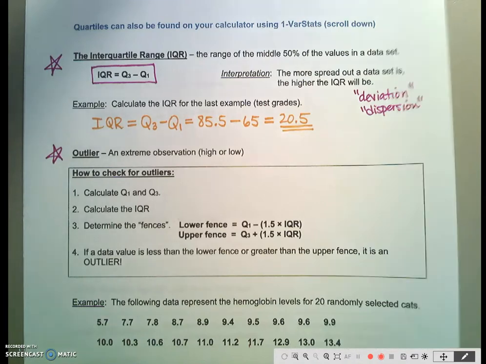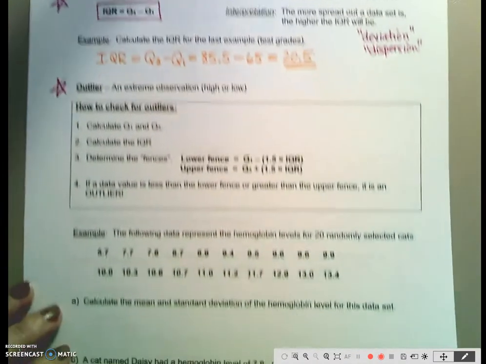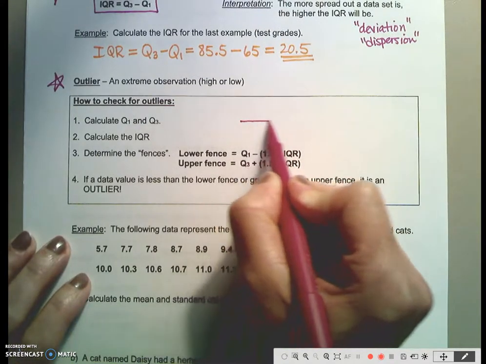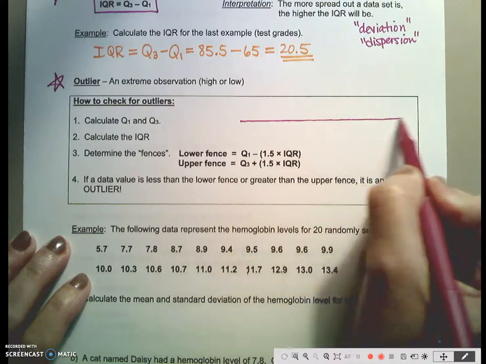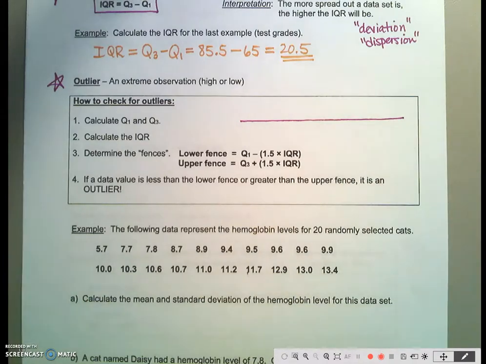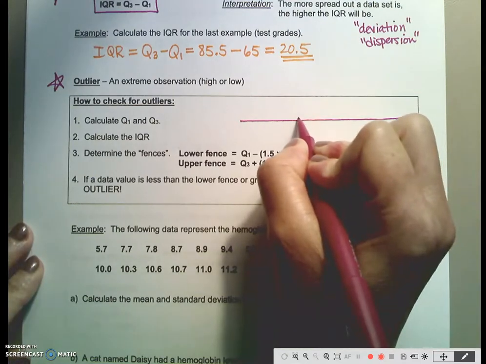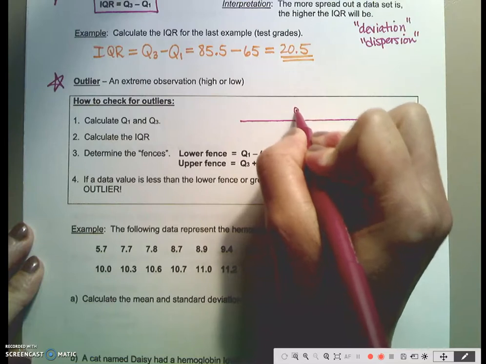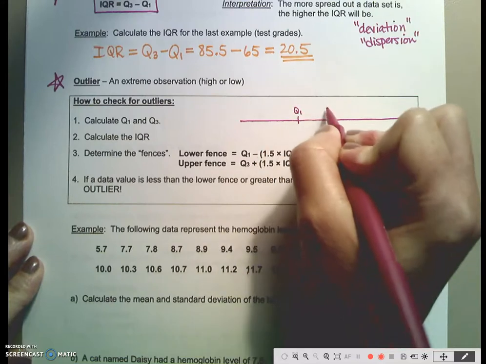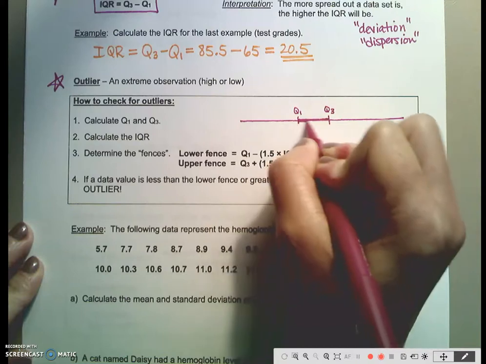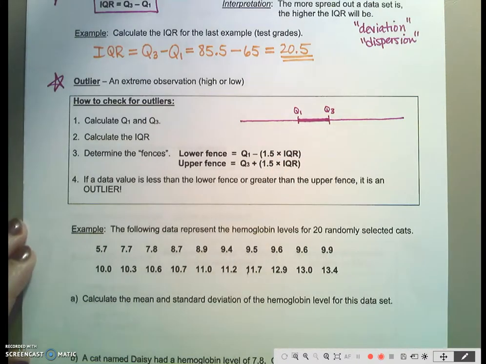So the way that you're going to check for outliers is you are going to create some fences, okay? And I'm going to try to draw you kind of a little picture in here, okay? So the first thing you do is you calculate Q1 and Q3, and if you wanted to put them on a number line, you could. So I'm going to make it kind of small here. Let's say this is Q1, and let's say Q3 is right there. So we're looking at this distance as our IQR, that distance right there.